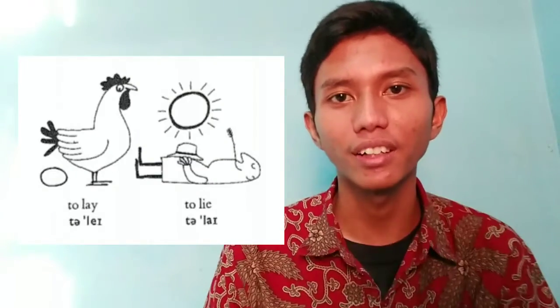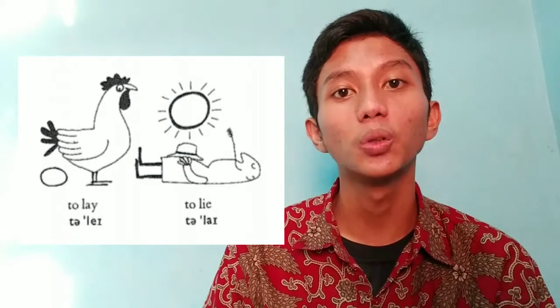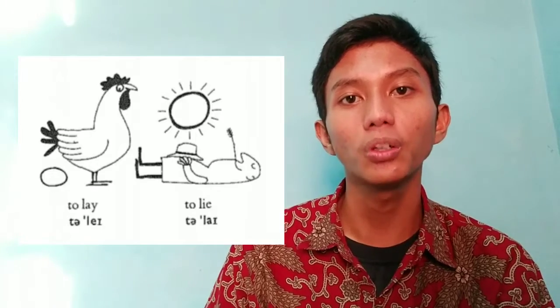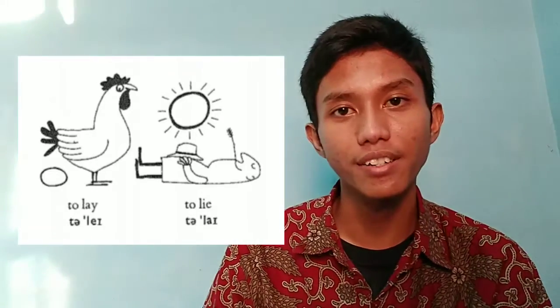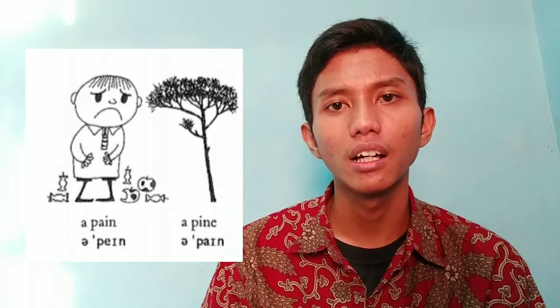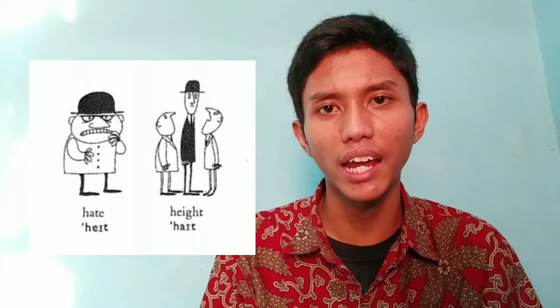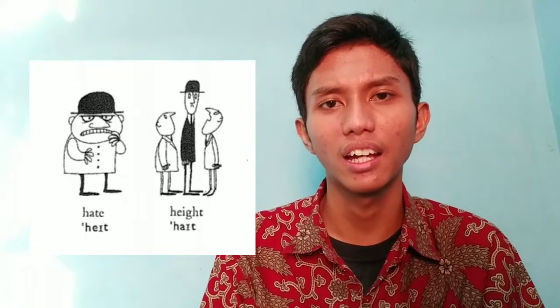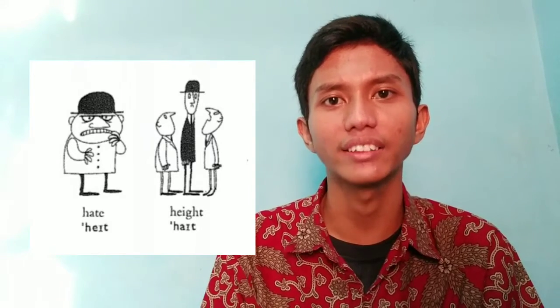Okay, in the next picture, we are going to differentiate between A and I. How to pronounce A and I. Look at the context. Look at the first picture. To lay. And then to lie. In the next picture, there is a pain. And then a pine. And then the next picture, there are hate and height.